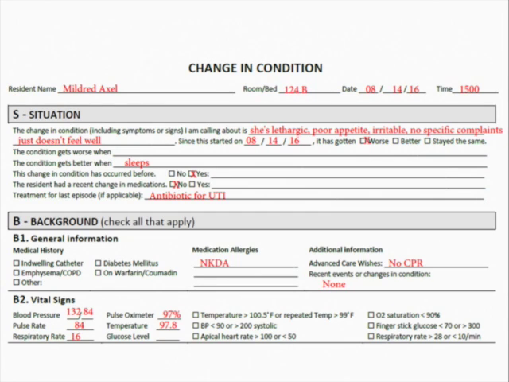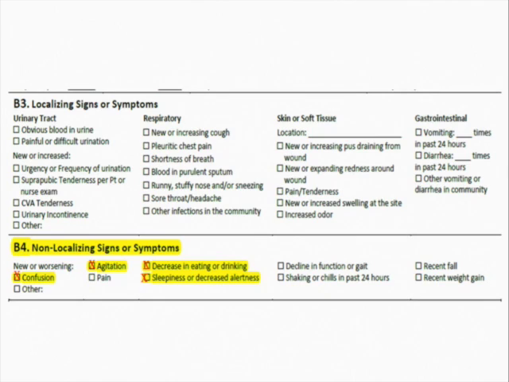Her vital signs were all within normal limits and her lungs were clear. Using the OASIS intervention, once a change in condition has been identified and the resident has been assessed, the nurse completes a change in condition form. The nurse first describes the current change in condition, then completes background information, general information in B1, and vital signs in B2. Only check the boxes on the right side of this section if they meet the parameters given. Document localizing signs and symptoms of the urinary, respiratory, and GI tracts, or of the skin and soft tissues in B3. Document non-localizing signs and symptoms in B4.